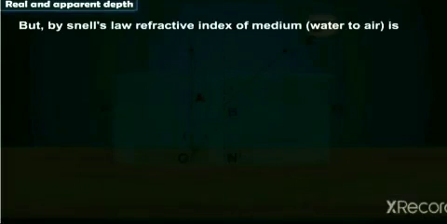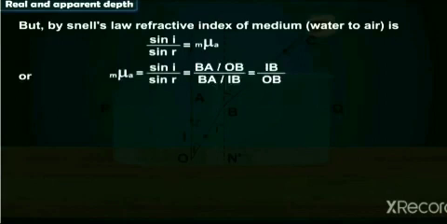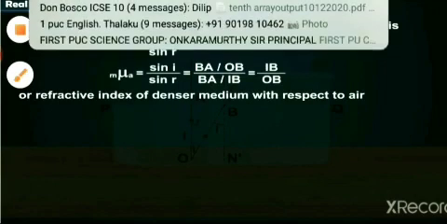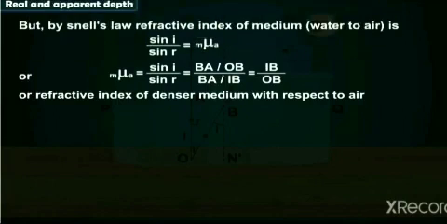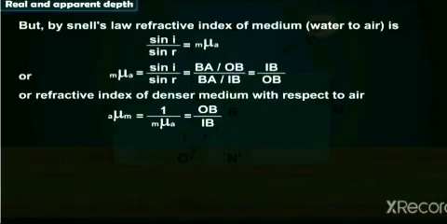But by Snell's law, the refractive index of the medium, water to air, is sine i upon sine r, which is equal to BA upon OB divided by BA upon IB, which equals IB upon OB. So the refractive index of the denser medium with respect to air is equal to 1 upon the refractive index of air with respect to the denser medium, which equals OB upon IB.